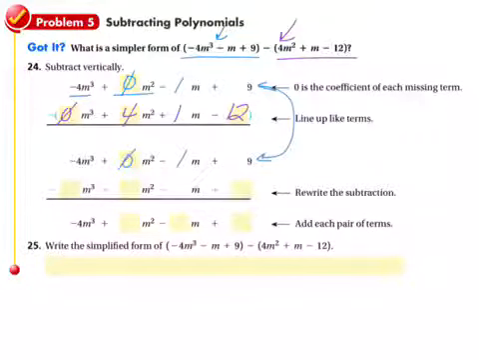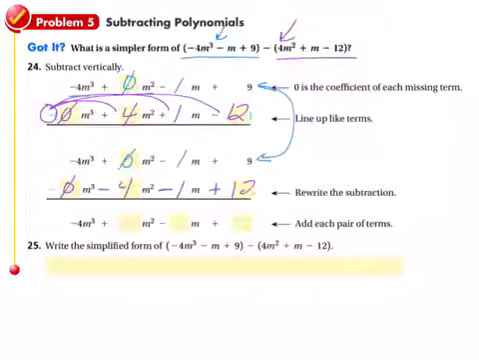Now for the second line, I need to apply this negative to every term. So negative times 0m cubed is minus 0m cubed. I know that can't really exist, but it shows you how this works. Minus times a positive 4m squared is a negative 4m squared. Negative times a positive 1m is a negative 1m. Negative times a negative 12 is a positive 12.